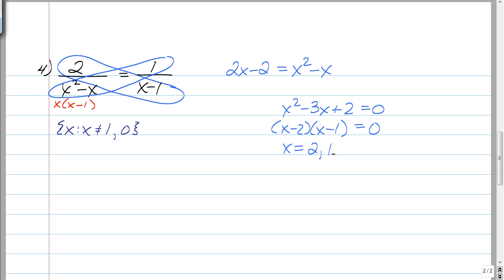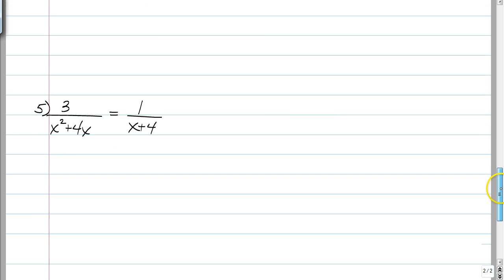So now we need to go back and check the domain. X is not allowed to be 1 or 0. So our final answer is x is allowed to be 2, but not allowed to be 1. So there you go. That's it. You still need to list your domain so you can check with your domain, but you do not need a common denominator when you only have a fraction on the left and a fraction on the right.